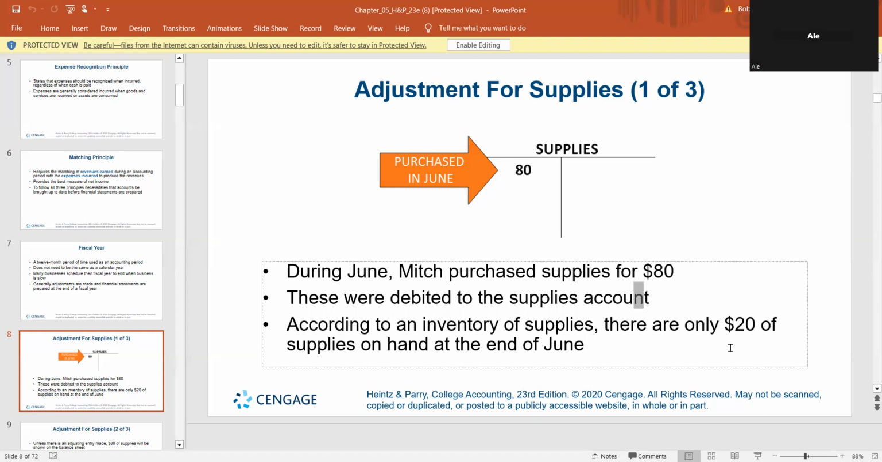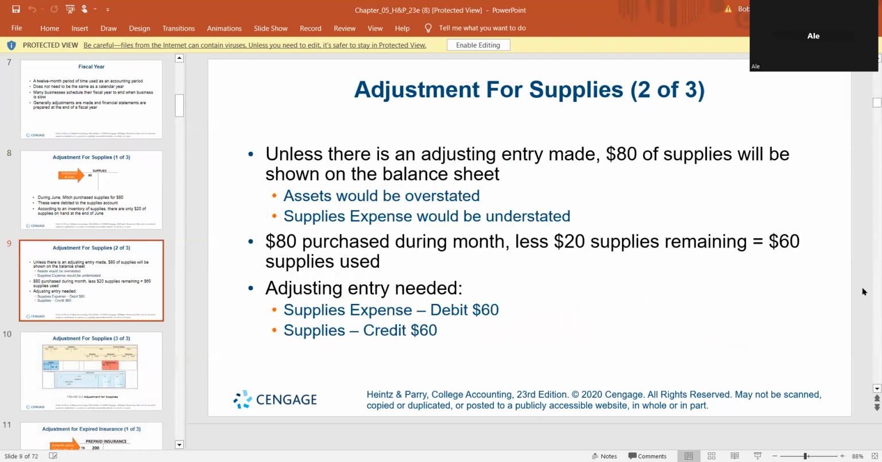In the middle of the month, maybe we bought $80, and that goes into the asset. Now it's the end of the month. There's only $20 left. Therefore, we used $60 worth of supplies that need to be recognized as an expense. Unless an adjusting entry is made, $80 of supplies would be shown on the balance sheet, which is wrong. Assets would be overstated. Supplies expense would be understated. You'd be reporting too much income. So we have to prepare a journal entry, and that entry is to debit the supplies expense, credit the supplies, huh?